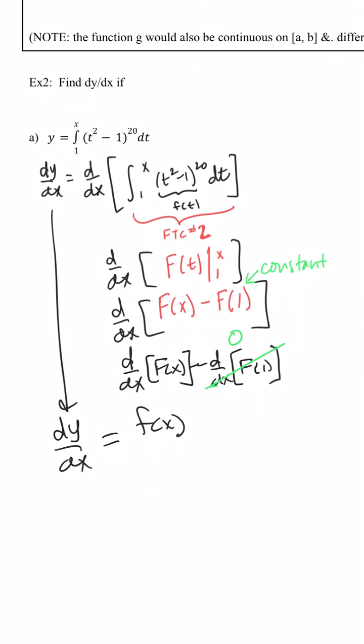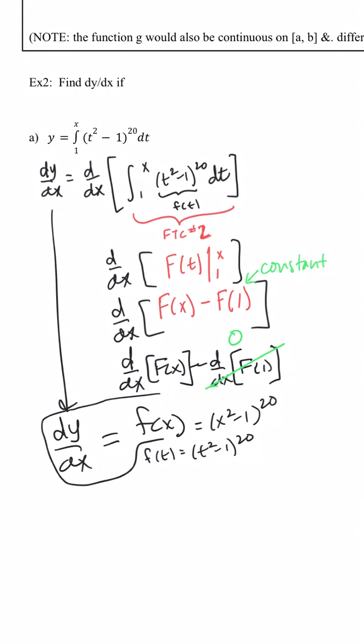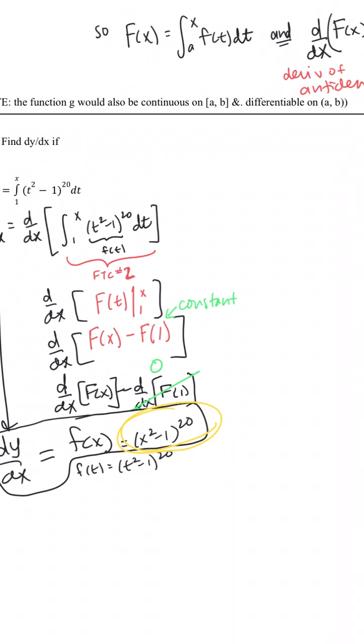And in this case, that means my function f(t), which was (t squared minus 1) to the 20, I'm just going to replace t with x. Here is my answer. Really, it's just this part, (x squared minus 1) to the 20. So the shortcut is fundamental theorem part 1.